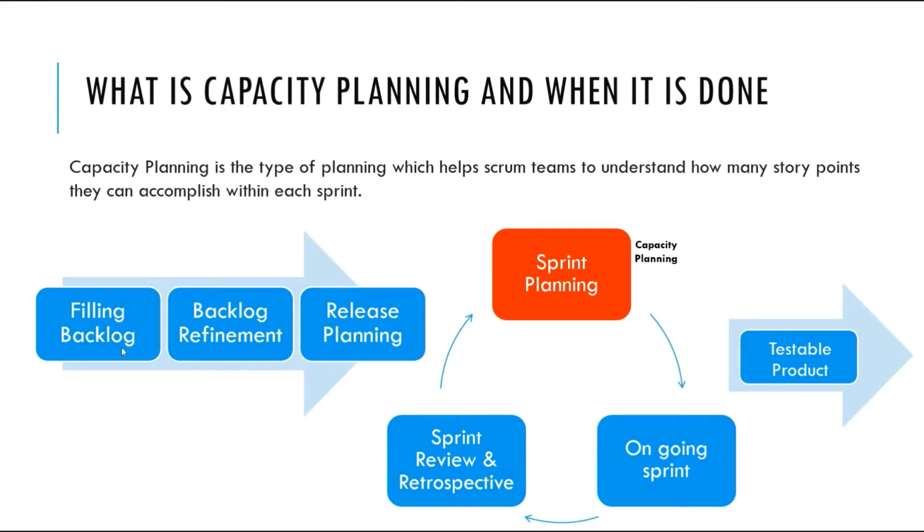Once the stories in the backlog are refined and release planning is done, there would be one or multiple sprints based on the capacity of the team. To understand each and every stage of Scrum process in detail, please watch the related video in my channel. I have also added the link in the description. In this video, we will only concentrate on capacity planning, which is done during the sprint planning ceremony.